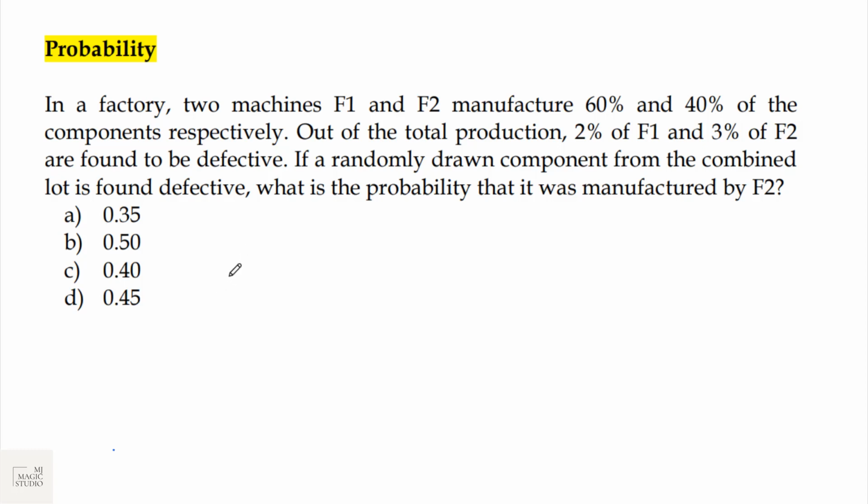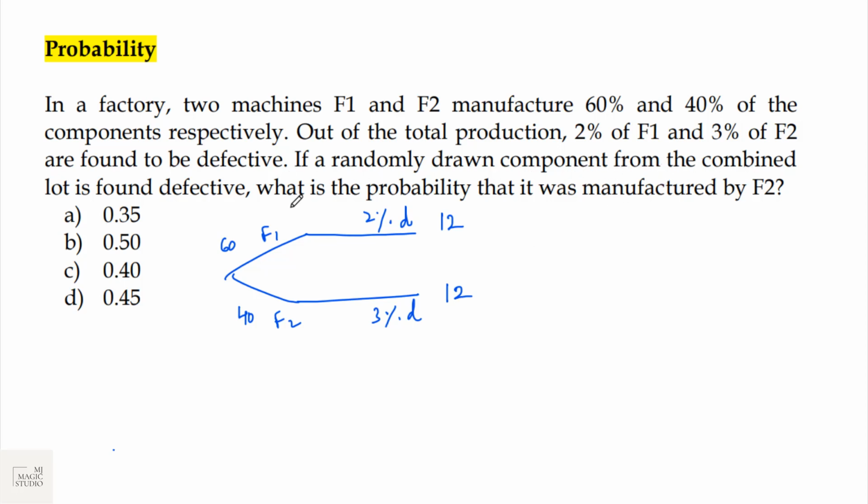In a factory, two machines F1 and F2 manufacture 60% and 40% of the components. Out of the total production, 2% of F1 and 3% of F2 are found to be defective. So defective from F1 is 60 into 2, if I take 6 into 2, that is 12, and 4 into 3 is also 12.